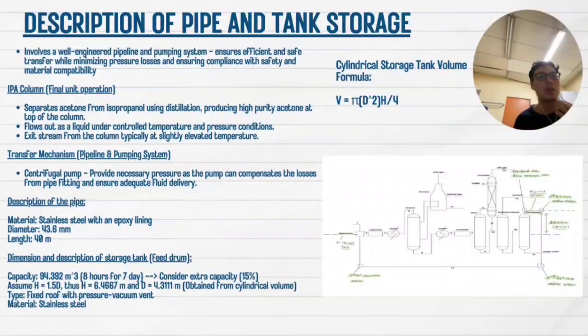And the last one, the dimension of the storage tank. We use a fixed roof tank with a pressure vacuum vent, with a capacity of 94.39 m3 in 8 hours at 70% capacity, with a diameter of 4.3111 meters and a height of 6.4667 meters.